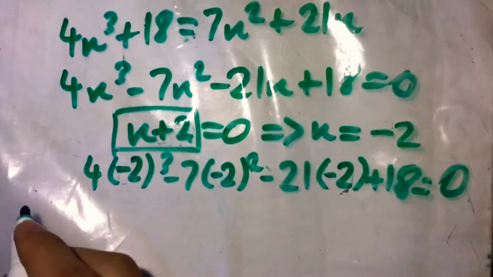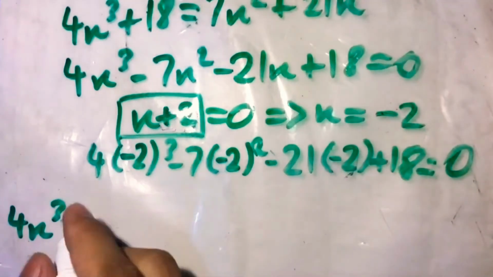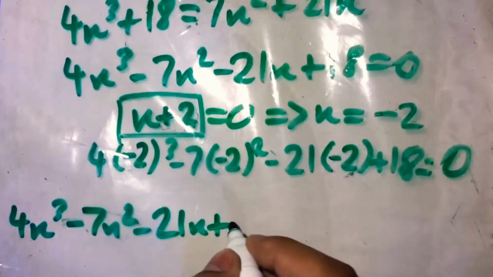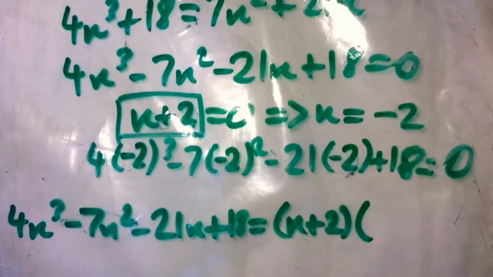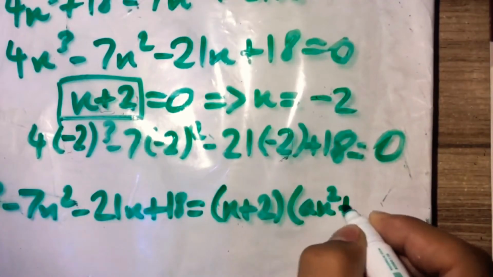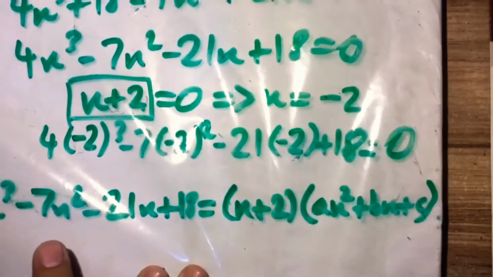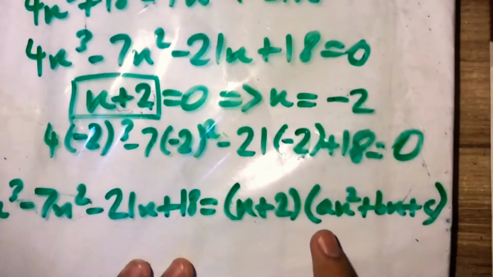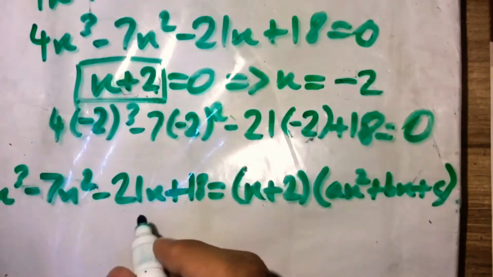Now what we'll do is, we'll equate the equation x cubed minus 7x square minus 21x plus 18 with x plus 2 multiplied by a general quadratic equation. Now why is this so? Because this equation has to have 3 factors. We have 1 factor, and a quadratic equation means 2 factors. So these multiplied will give us 3 factors. So now we'll simplify this side.